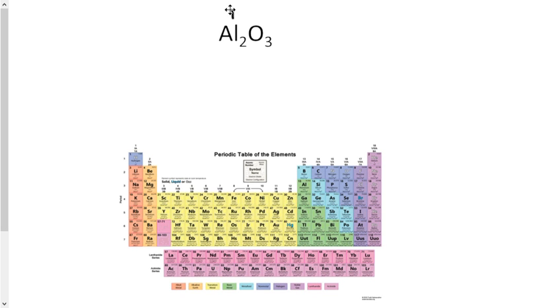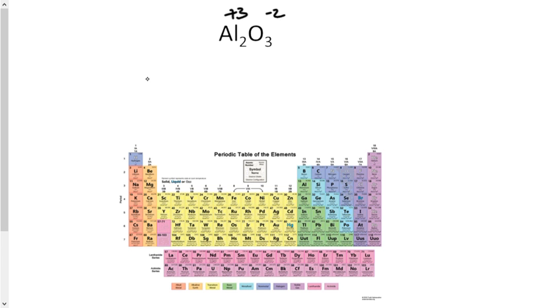Aluminum being plus 3, oxygen's minus 2. We, of course, would crisscross charges. The 2 comes down here, the 3 comes down here. Where do we get those charges from? Well, aluminum is in the plus 3 column, and oxygen is in the minus 2 column.